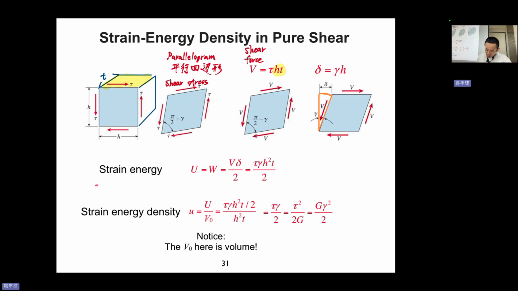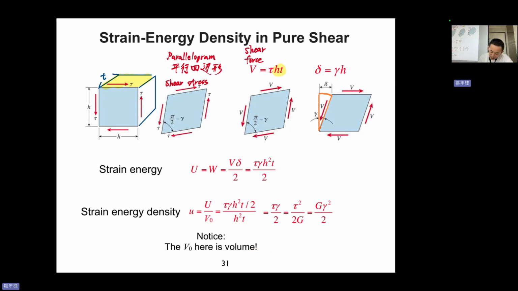And strain energy density, what is that? The definition is strain energy divided by unit volume, denoted by small letter u. So capital U divided by V naught. V naught is not shear force. Although both have V, the first one is shear force; the other is volume. Notice that V naught here is volume.